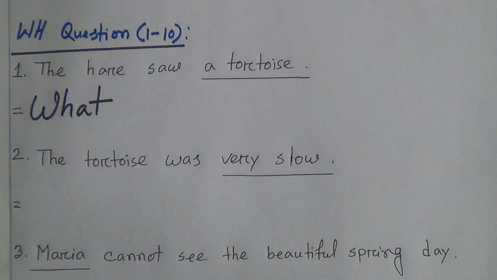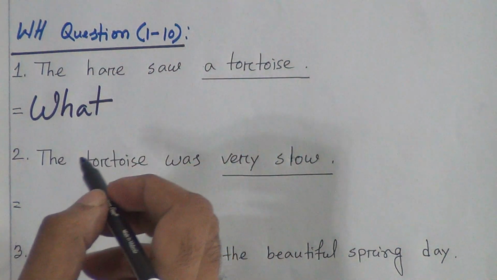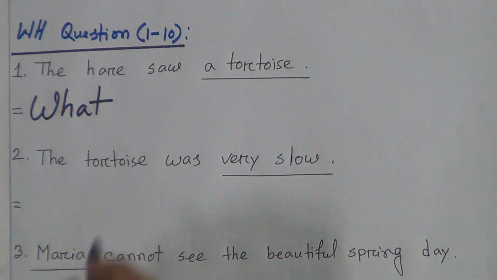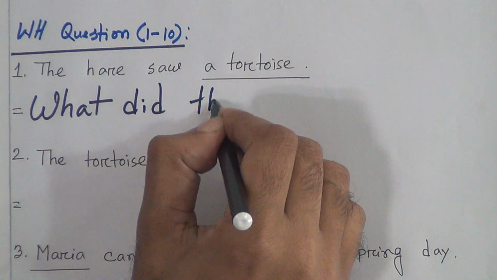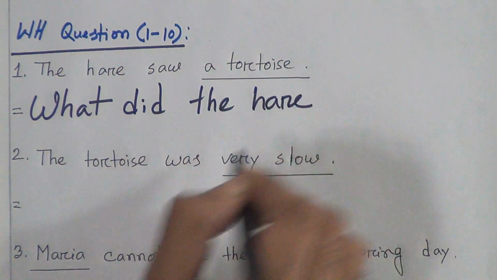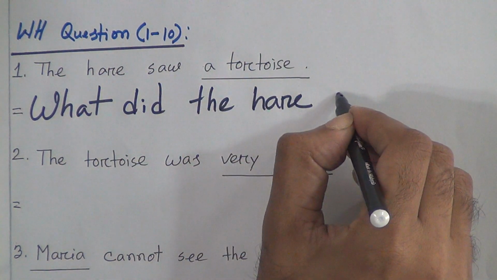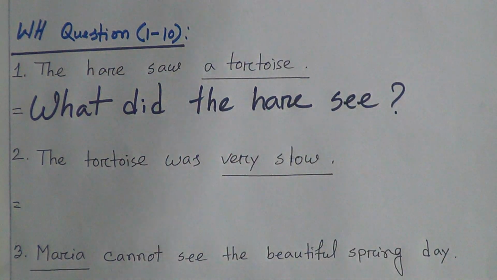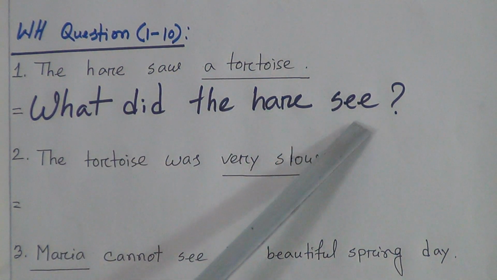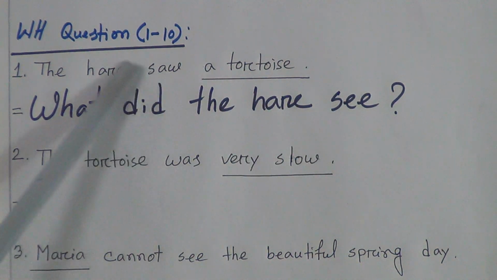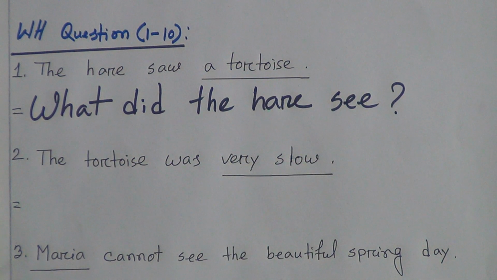Then we will take do verbs as auxiliary verb: do, does, did. As saw is in past tense, we will take did. What did the hare, then we will use the main verb of the sentence, see. Dear students, look that in the sentence the verb was saw, but I have written here see, because if we use the do verb as auxiliary verb, the main verb will always be in present tense.